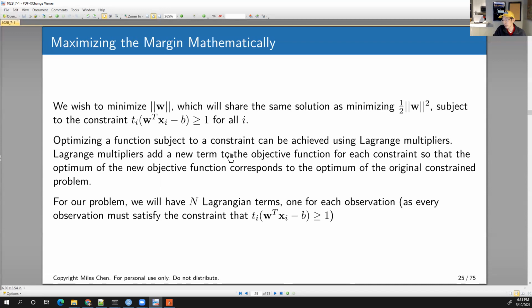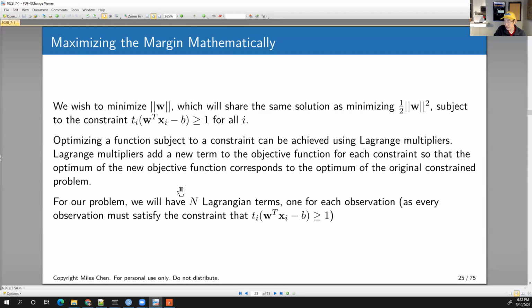And so what we're going to do is add a new term to whatever our objective function is, so that when we find the optimum of this function, it's going to optimize the original thing, but according to the constraint. Basically, this constraint has a Lagrangian term for every single x in our data set. We have to do it for x1, x2, x3, all the way up through the nth term.